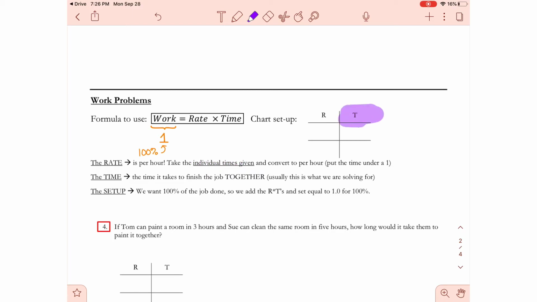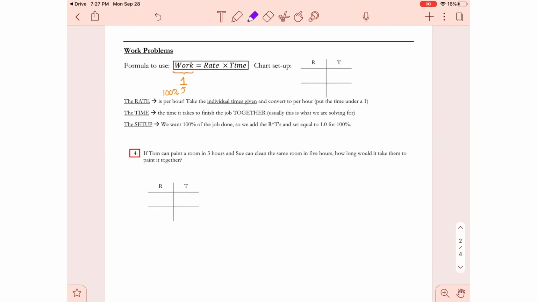And when we talk about time for the chart, we're talking about the total time it takes to finish the job together. And we want 100% of the job done, so whatever the rate times time is, we're going to add those together because it's more than one thing working together, and we're going to set equal to 100% or 1. All right, so that's the idea.